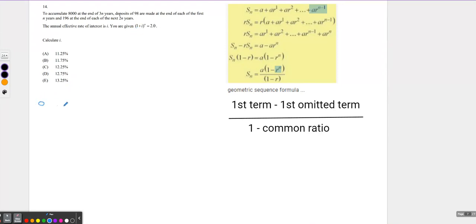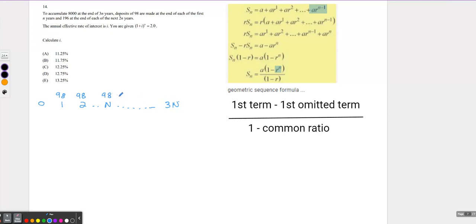So we have 0, 1, 2. We want to get all the way to 3n. So it's going to look like this. Okay, great. So at first we just pay 98, right, up to n. And then we start paying 196 up to 3n.